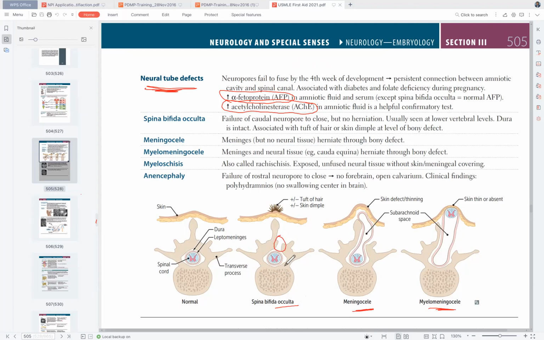But here you will notice that the cord itself is not affected, but it's only the bone that has a problem, right? So that wouldn't really be a problem. The only thing that you will see will be this tuft, and the question will tell you that there's a tuft like this. Either there's a tuft or there'll be a depression. If this hair tuft is not there, there'll be a depression over there. That tells you that it is spina bifida, but it's not visible. That is why it is an occulta, right? It's an occult one.